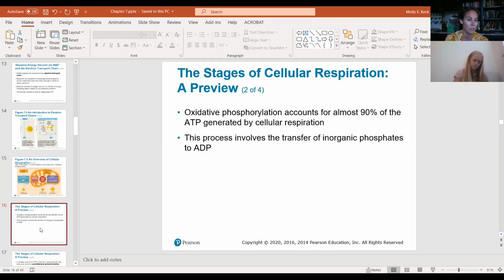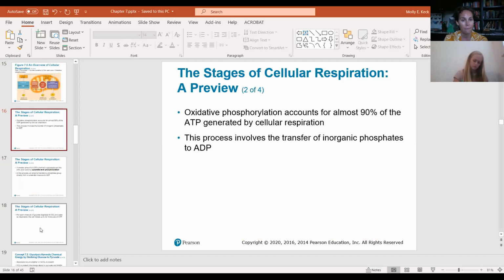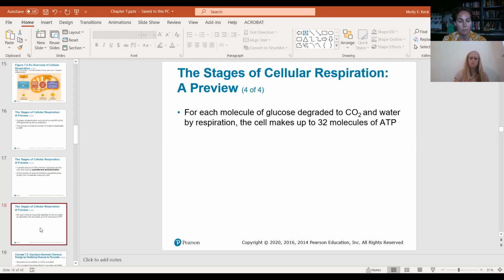It gives us so much energy. But it can't happen all on its own. We have to get our glucose broken down into the proper thing to make that occur. And then in the citric acid cycle, we call it substrate level phosphorylation. Phosphorylation meaning that you are adding, you're making a ton of ATP, and then that phosphate gets popped off and it makes all this energy that we talked about in chapter 6.